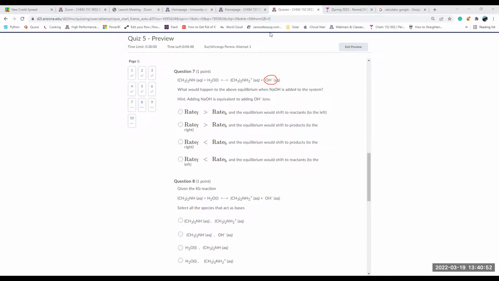So again, what we need to do is write the forward rate and the reverse rate. In this case, the forward rate is the rate constant for the forward reaction times CH3 twice NH, right? That is the forward rate.